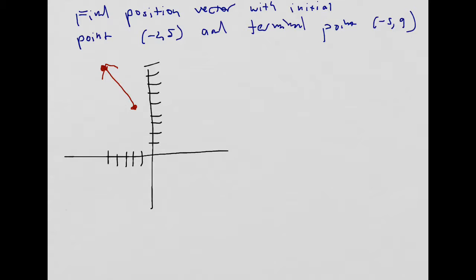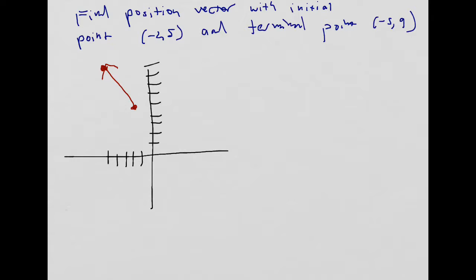Well, what's the question asking? It's asking to find the position vector. Well, the position vector is essentially the same vector, but its initial point is at the origin. So we want to draw this same vector. The magnitude is the same and it has the same horizontal and vertical components, but essentially the starting point, or the initial point, is at the origin. So how do we do that?